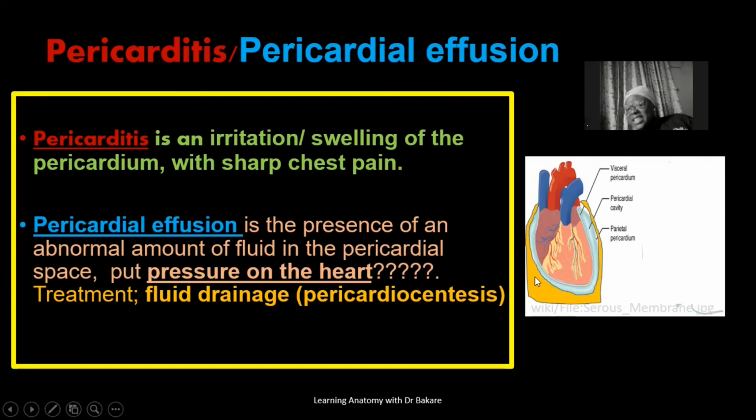And this is the region that is highlighted in yellow. So when we have excess fluid within the pericardial space, because this cannot expand, it's not creating more space for it, this will tend to put pressure on the heart. And when pressure is put on the heart, it will not be able to pump as much blood as it's supposed to. So it's going to affect the function of the heart. The treatment option that can be done to rescue this situation is by extracting or draining the fluid out of this space. And the specific term for this procedure is called pericardiocentesis.